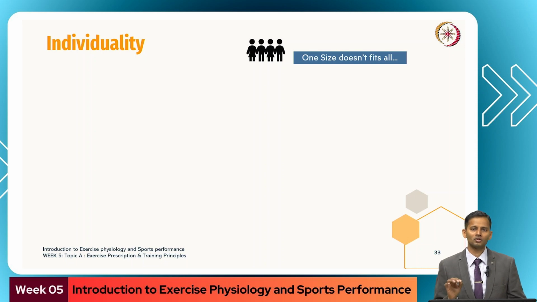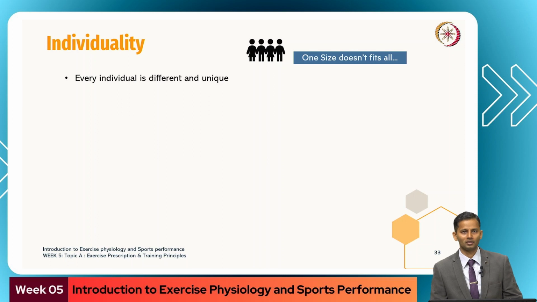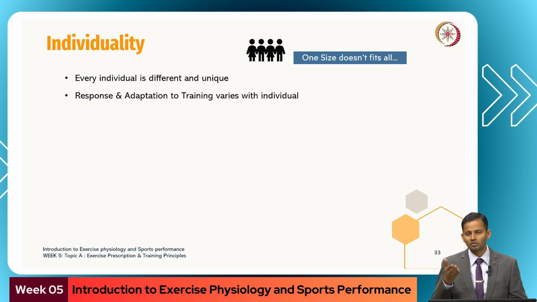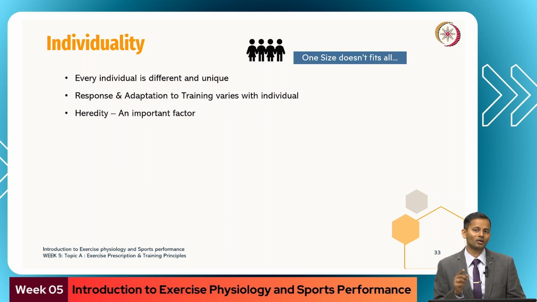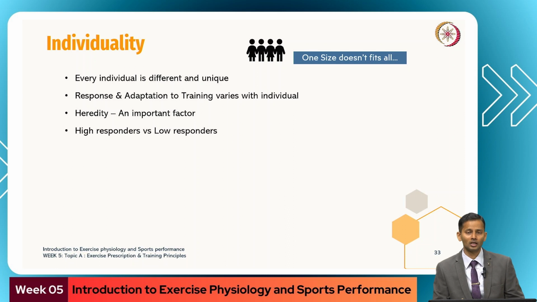So if the individual is unique, obviously the program also should be tweaked as per the principle of individuality. That's what the principle of individuality means. So the response and adaptation to training varies with the individual. One of the important factors here is heredity. So the genetic factor plays an important role in terms of the principle of individuality. So you will have a group of people with the same exercise training program. Some may respond very well, some may not respond.